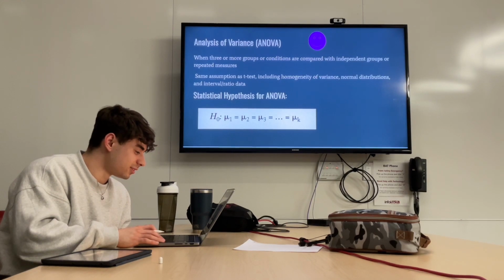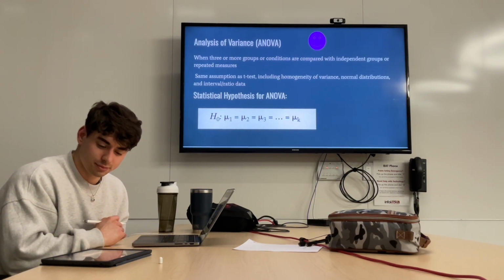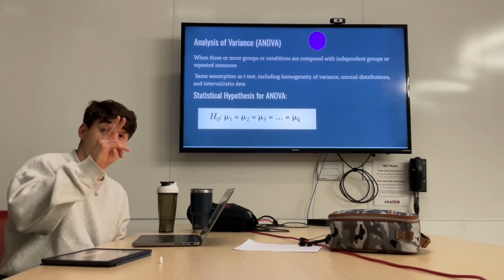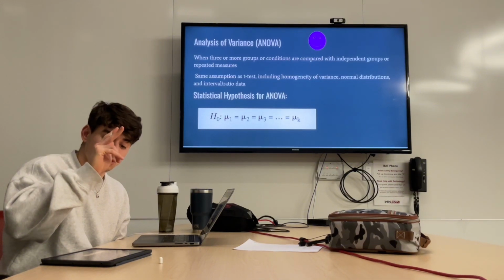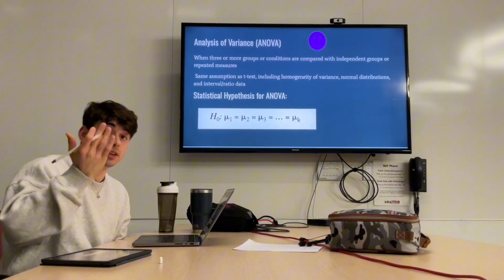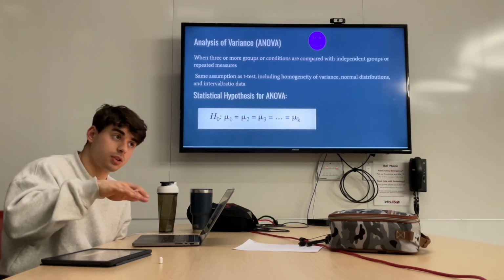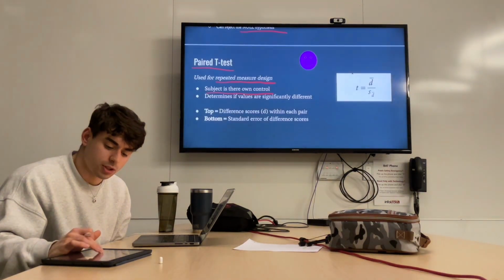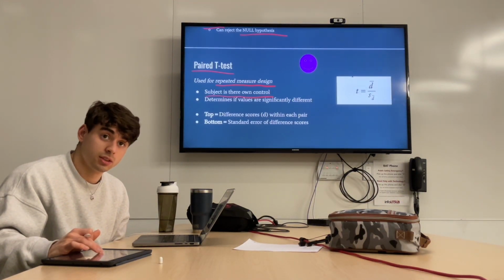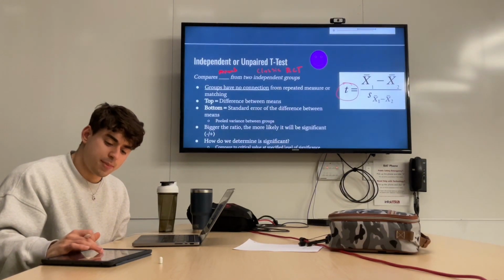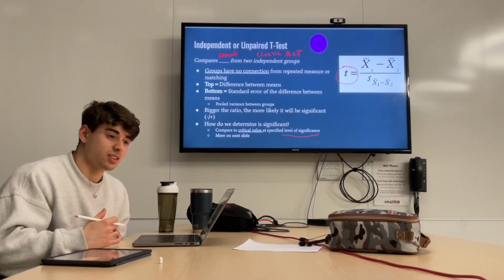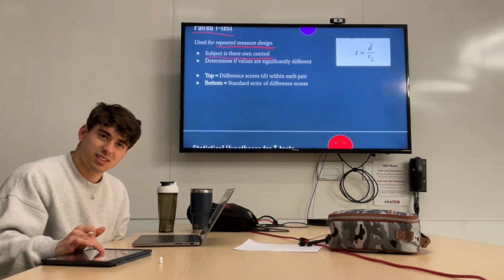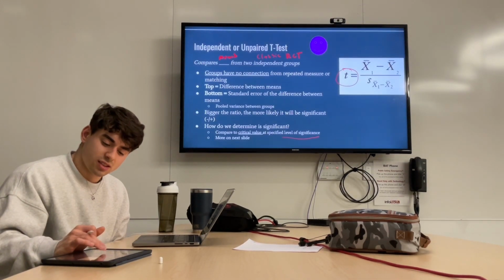ANOVA. All right, drum roll. You already said it: three or more groups are being compared. Remember, two groups is a t-test, and ANOVA is for more. A paired t-test is a repeated measures design, and independent or unpaired is when you do an RCT and have two means, a control group and an experimental group. That's two means.